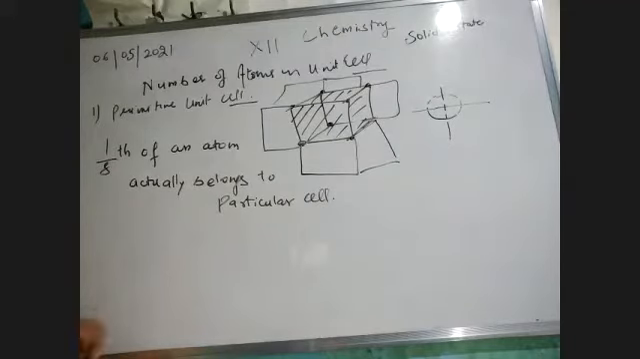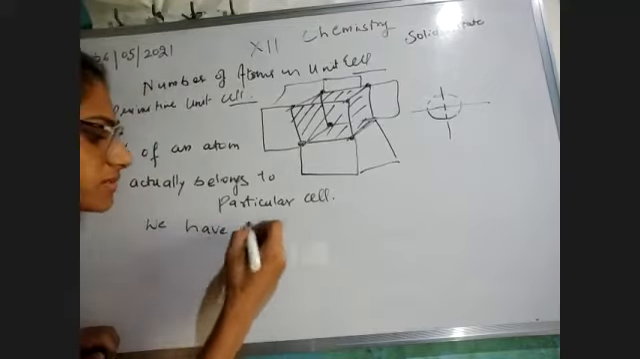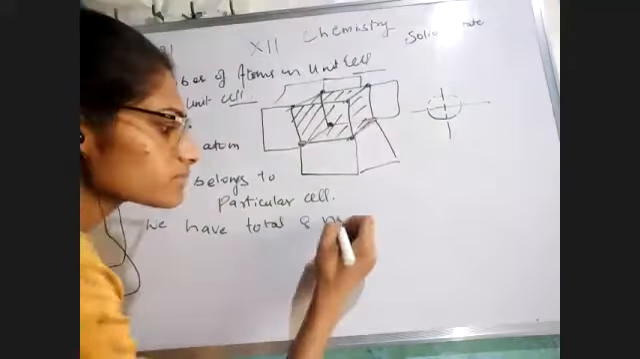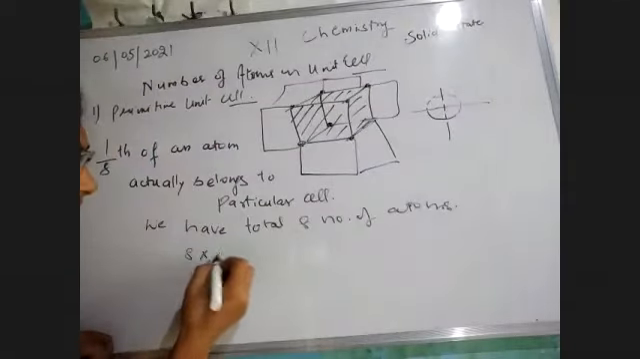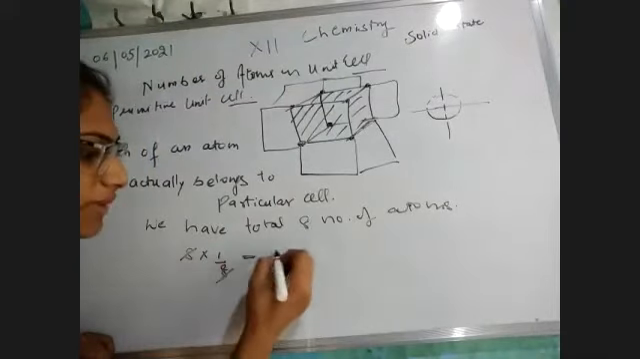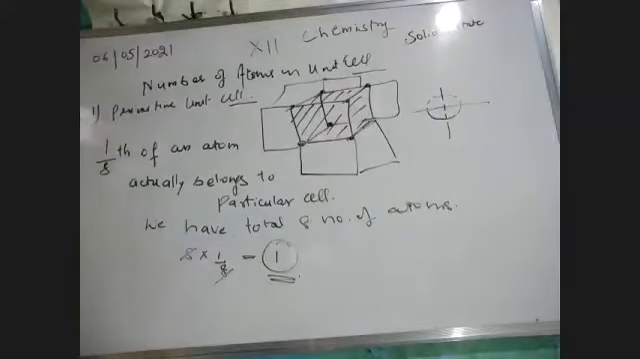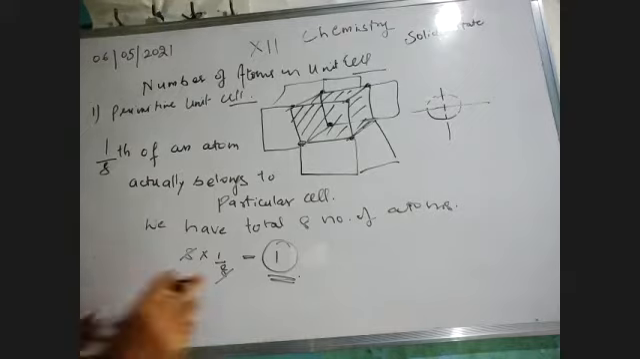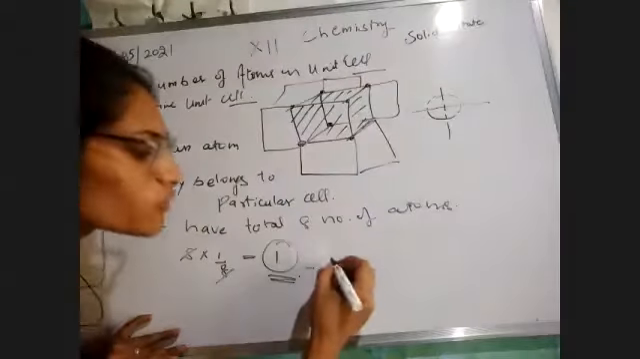Okay, and how many total number of atoms do we have? We have a total of 8 atoms. So 8 multiplied by 1 by 8 would be equal to 1. A unit cell is shared by only 1 in a unit cell. That means there is only one atom which an actual primitive unit cell has.